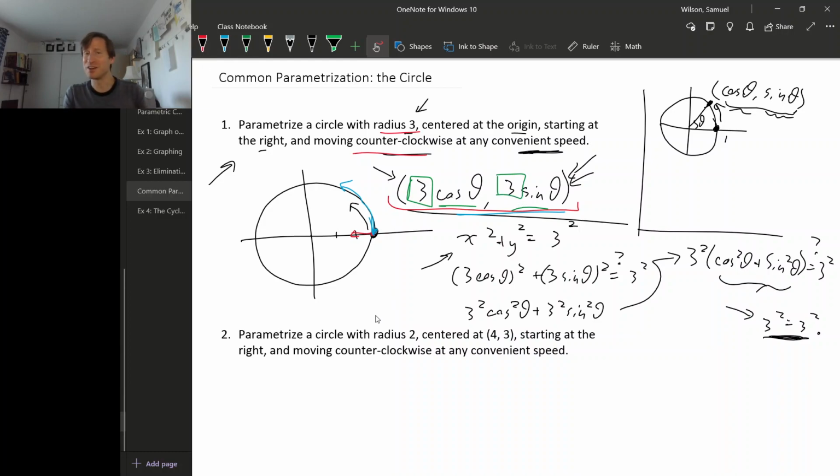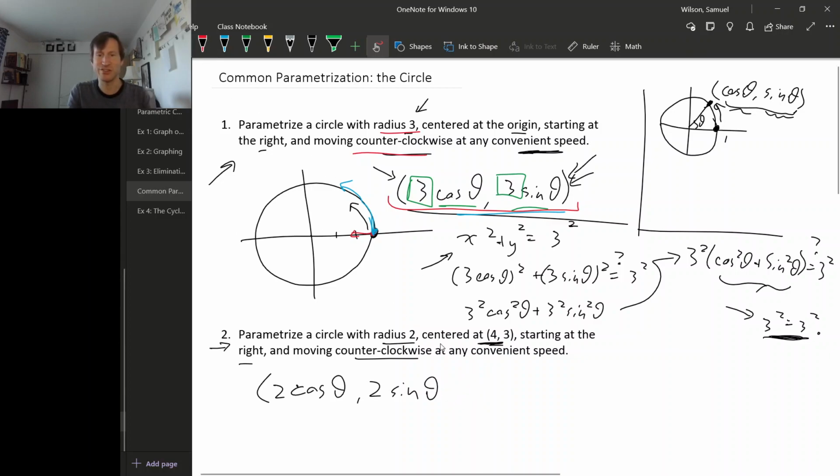Of course, there are lots of variations on parameterizing a circle, so let's look at a few of them. Let's parameterize a circle with radius 2, but centered at 4, 3 this time, starting at the right-hand point of the circle and moving counterclockwise. If we forget about where the circle is centered just for a second, let's parameterize a circle with radius 2. We know how to do that. Since we want to start at the right-hand point and move counterclockwise, we can just use cosine and sine. And then to make the radius 2, we'll just put a 2 in front of them like this. So that scales everything so that the circle has radius 2.